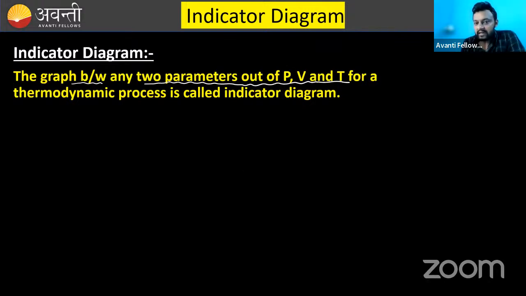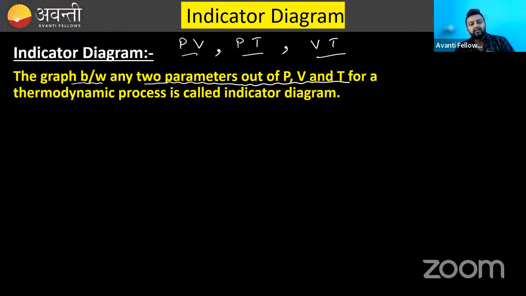There is pressure, volume, and temperature. So any two, a graph between two of them. It may be a PV graph, it may be a pressure temperature graph, or it may be a volume temperature graph. These are the three configurations you can make out of these three: pressure volume, pressure temperature, and volume temperature. So any of these three graphs is known as an indicator diagram. Clear? I think the definition is clear.